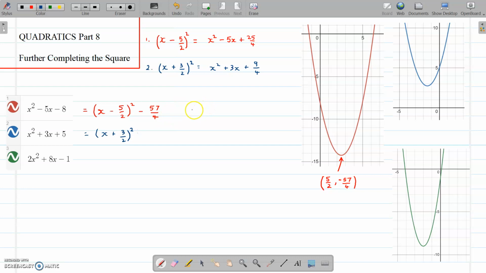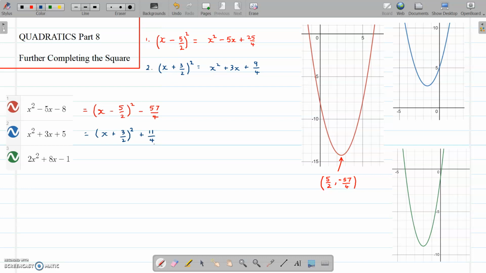And it's going to give me plus 9/4, plus 11/4 as well would give me the 5. So I'm going to add the 11/4 onto that. And 11/4 is 2.75 if you want to think of it as a decimal.